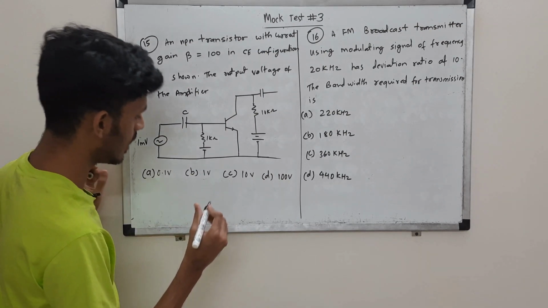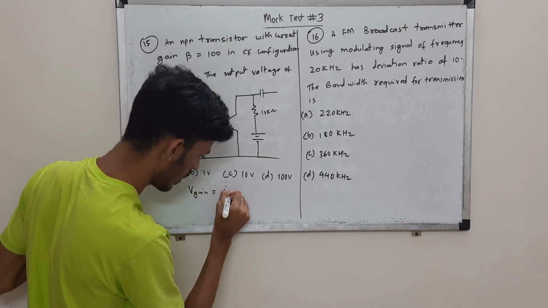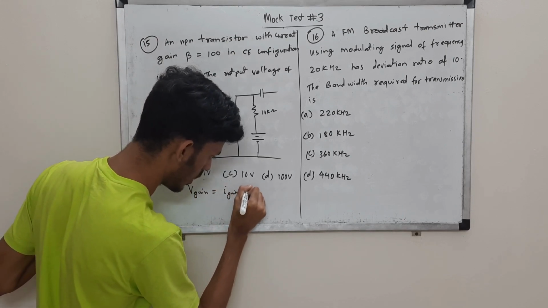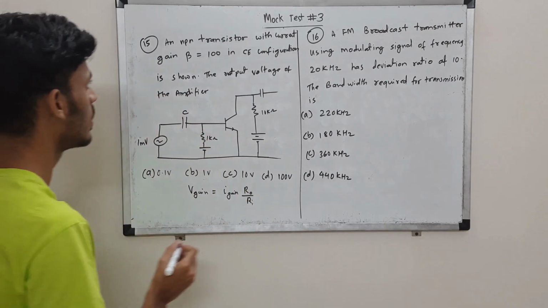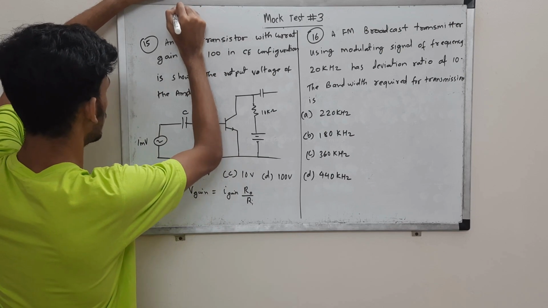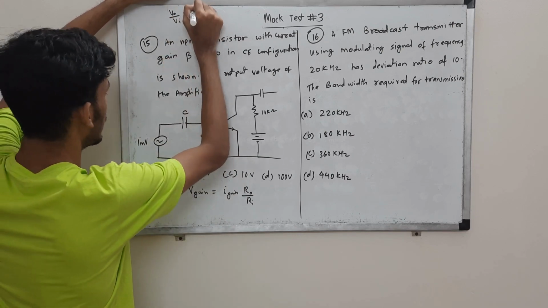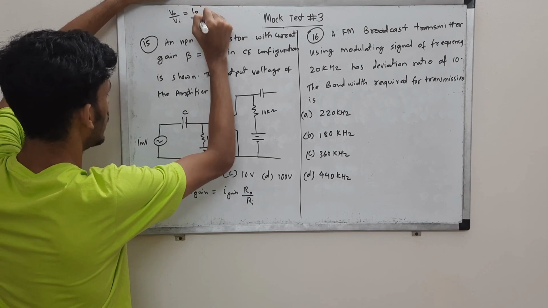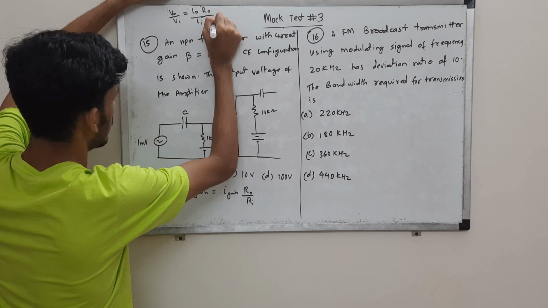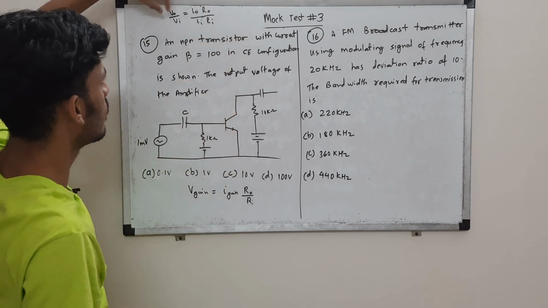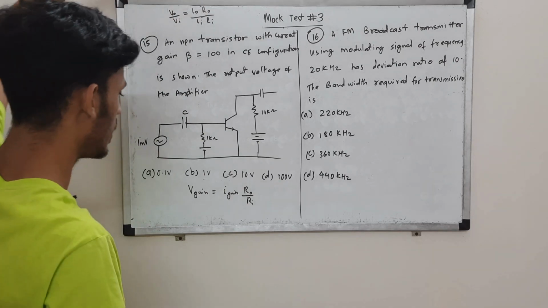It's actually very simple, because voltage gain is nothing but current gain into output resistance by input resistance. Or if you don't remember it this way, you can remember that it's the ratio. Voltage gain is basically output voltage by input voltage. Current gain is output current by input current, and this is output resistance by input resistance. So V is equal to IR, output output, input input. You can remember it that way.